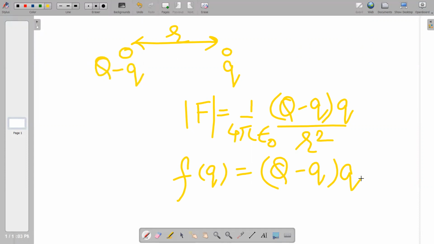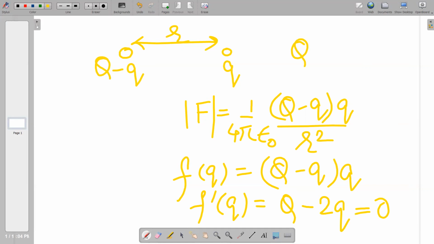For maxima, we have to use calculus and we need to find F dash q, which is the first derivative with respect to q. That is small q, so it becomes capital Q minus 2q. And for the maxima point, the tangent will be parallel to the x-axis, so this has to be equal to zero, and that is why Q is equal to 2q, and the ratio q by Q should be equal to half.